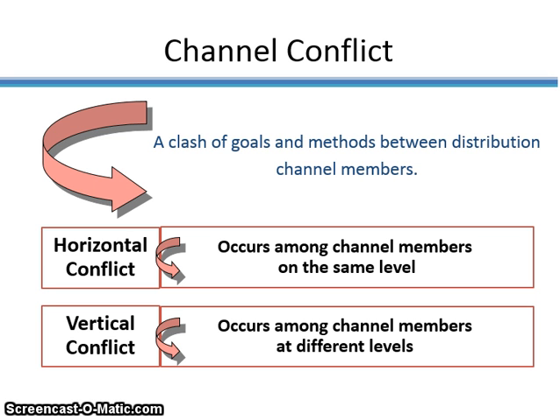Vertical conflict is more serious, where two different channel members at different levels are in conflict with each other. So a manufacturer is in conflict with the retailer, and this creates a more serious situation because it blocks the distribution of product from the producer to the end consumer. And so that's all there is in this topic.